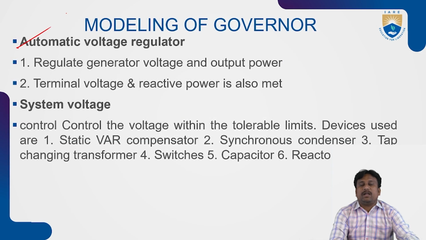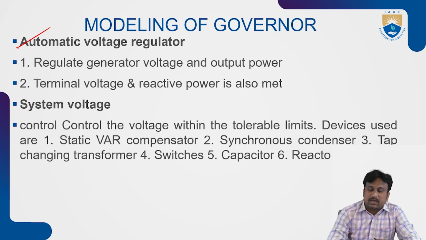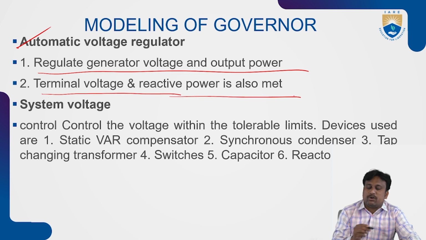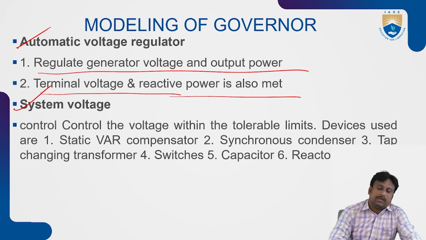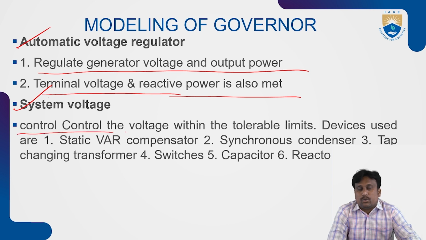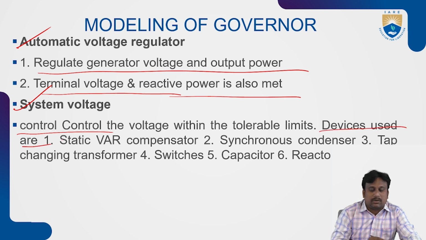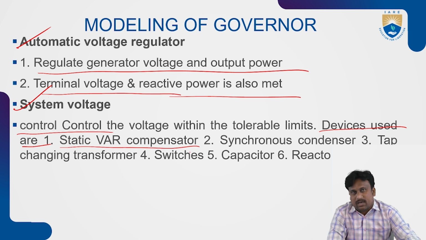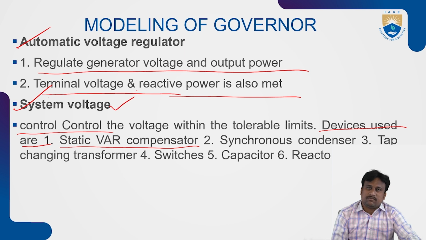Next case is automatic voltage regulators. They regulate the generator voltage and output power. Here terminal voltage and reactive power are also controlled to meet the requirement. Next control is through system voltage. It will control the voltage within the tolerable, prescribed limits. Devices used to control the system voltage are static VAR compensators, SVCs and SVARs.